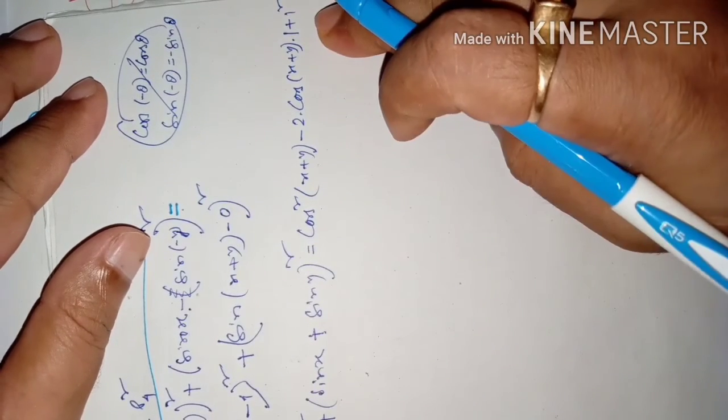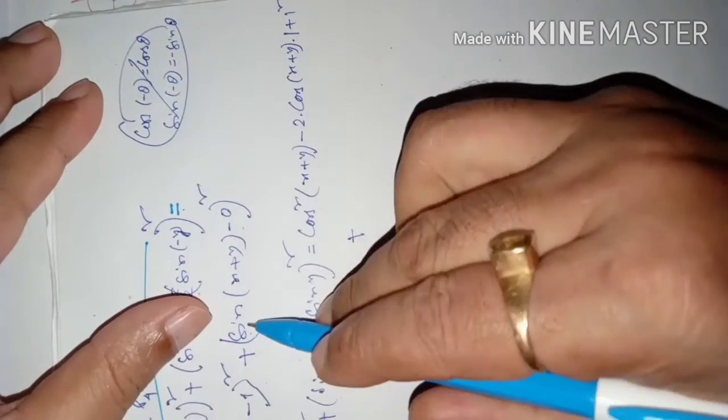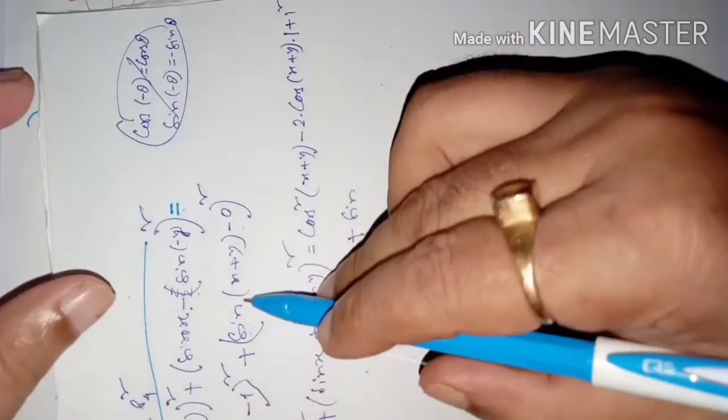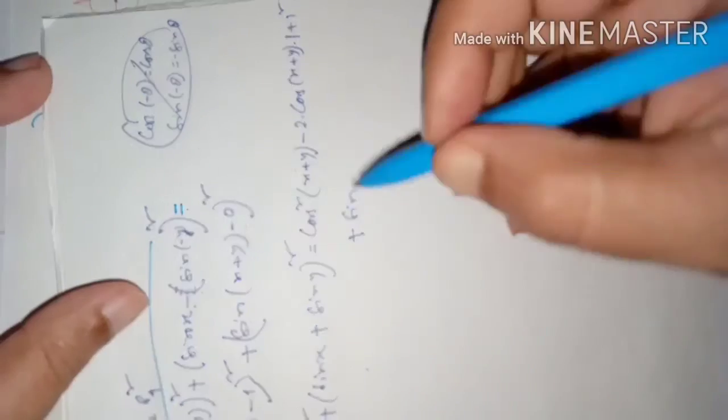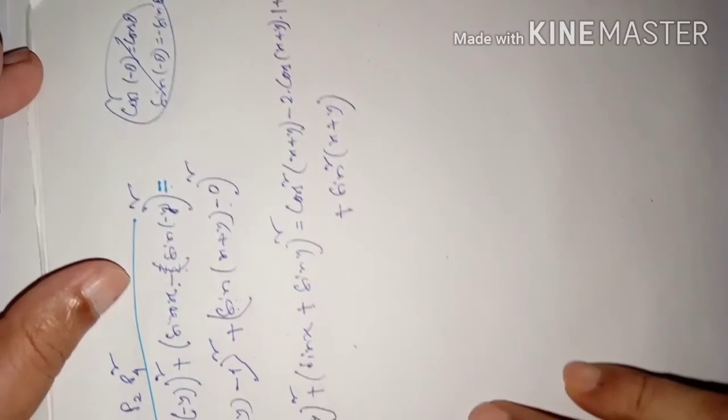plus 1 square, so b square. After that, again this is there, plus sine of x plus y minus 0, which is sine of x plus y only. If you square it, it will be sine square of x plus y. Is it clear, dear students?